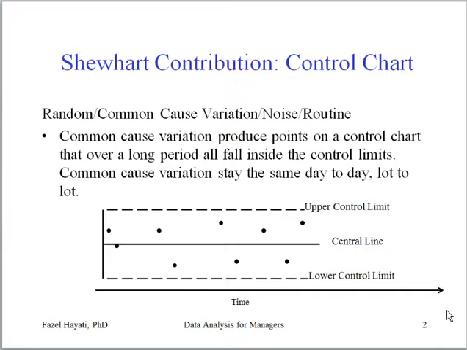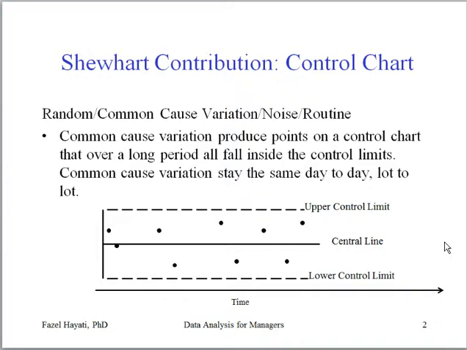The structure of a Shewhart control chart consists of, essentially, a run chart or a time series. These are the points over time. You have a central line or the average line. You have upper and lower control limits.